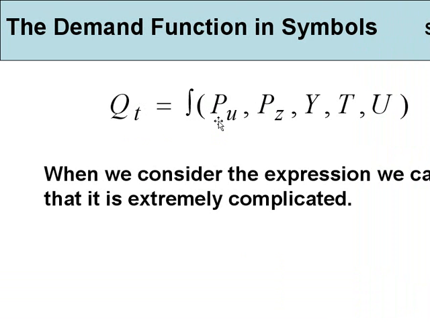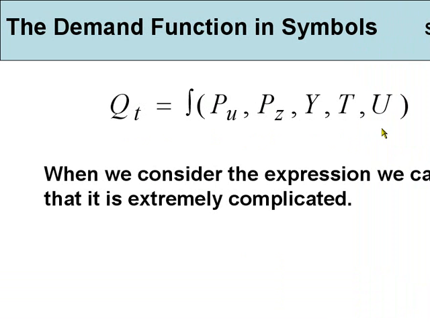the price per unit, the price of related goods, income, tastes, and other factors. Could be the weather, could be something unique to the product, something we haven't generally come across.